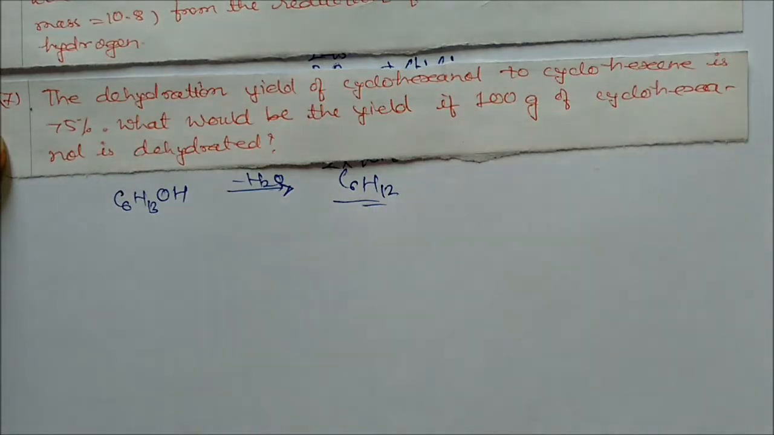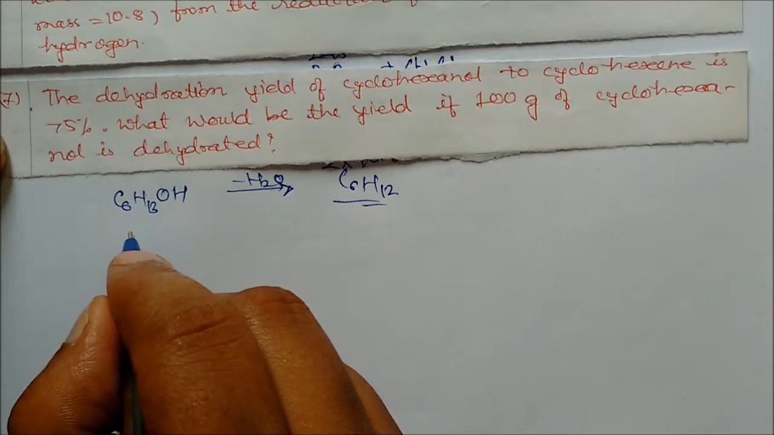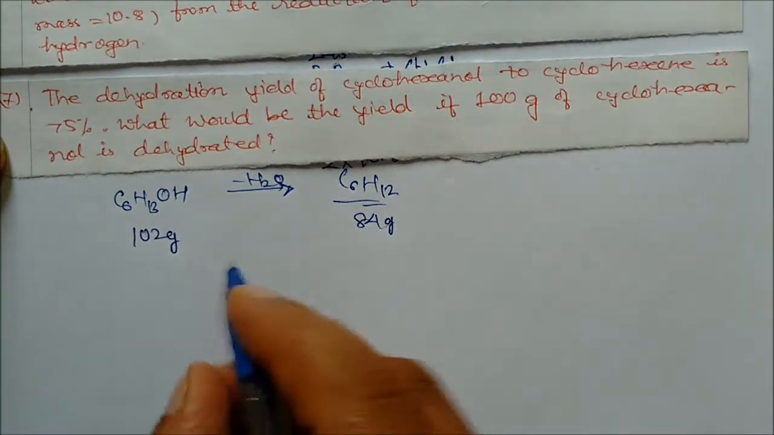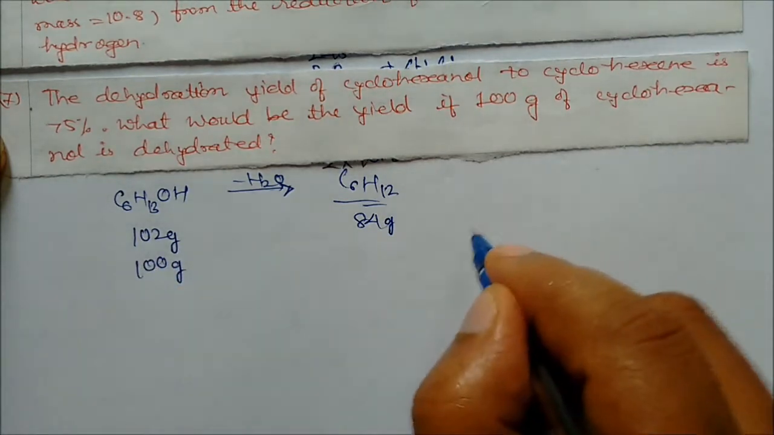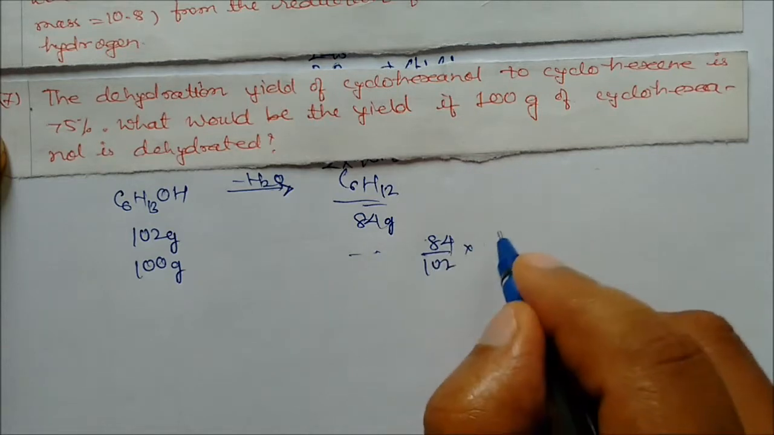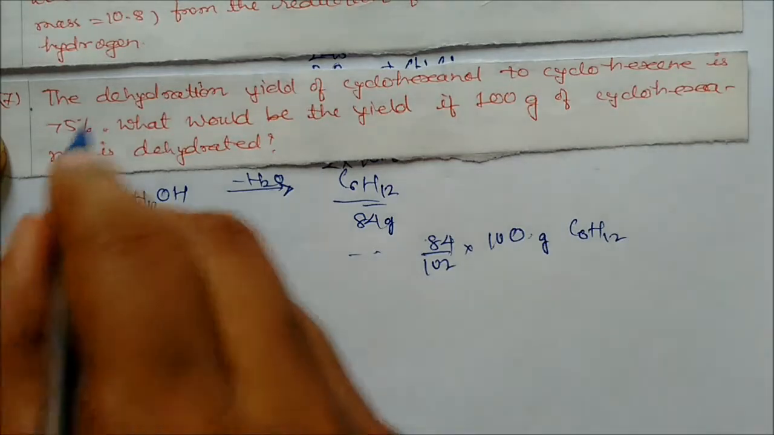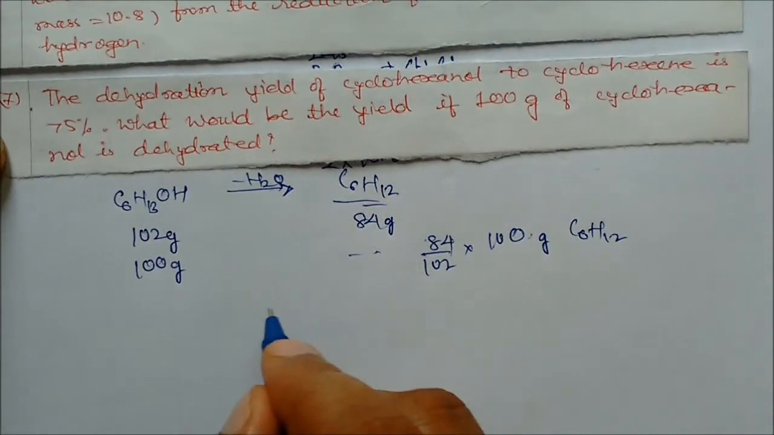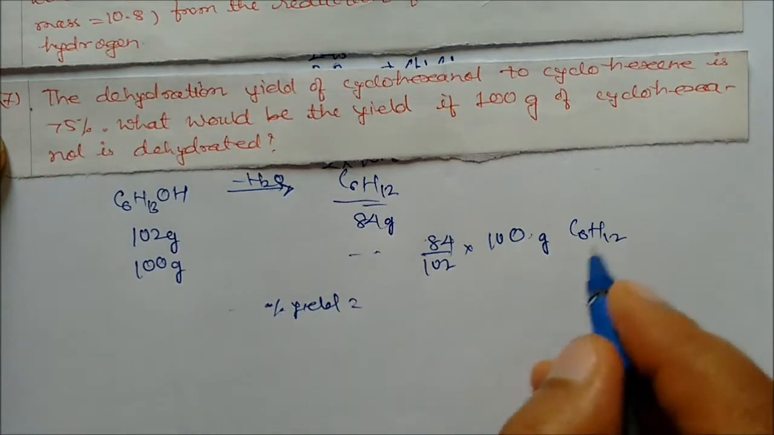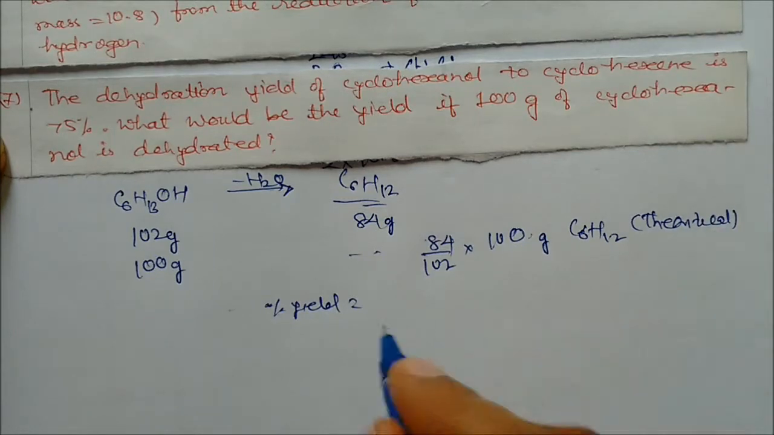This is cyclohexene, C6H12. Cyclohexene means one double bond. The molar mass of cyclohexanol is 102 gram and the molar mass of cyclohexene is 84 gram. For 100 gram, they are asking how much will be there. So 84 by 102 multiplied by 100. This much gram of C6H12 we obtain, but the yield is 75%. This mass will be your theoretical mass, but we want the practical.